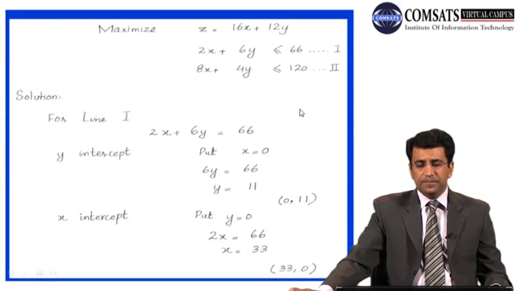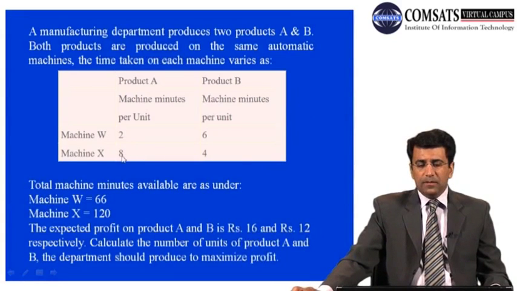Again, the second constraint, for machine X, will be 8x plus 4y less than or equal to 120. That is the maximum available time for machine X. So this is our second constraint.